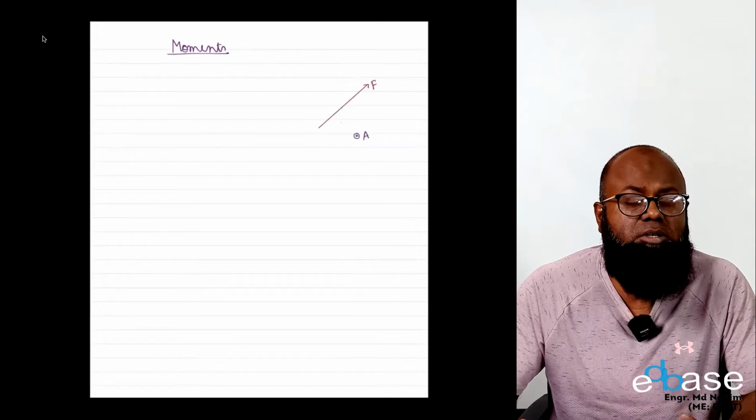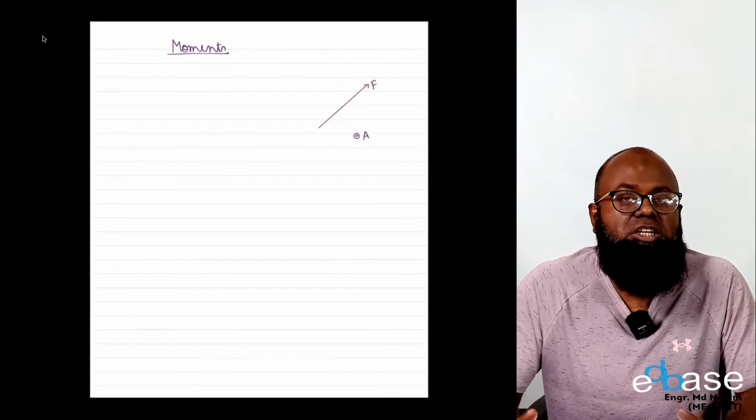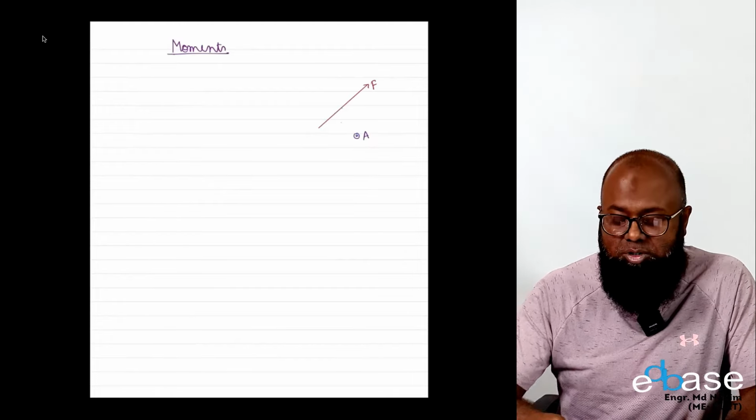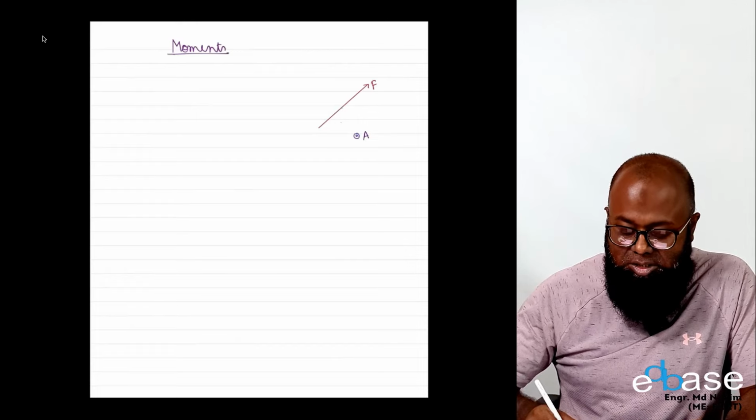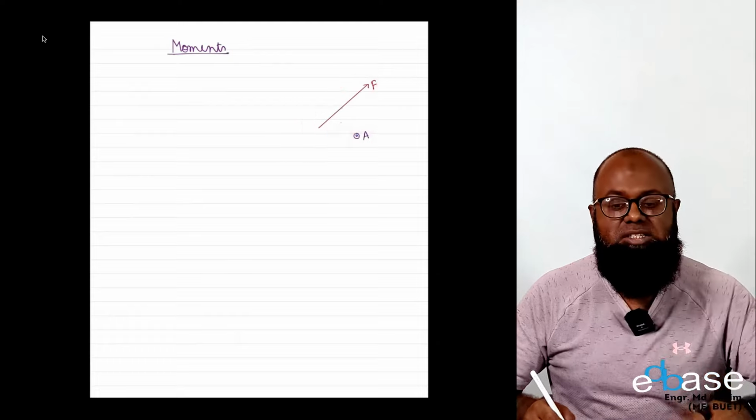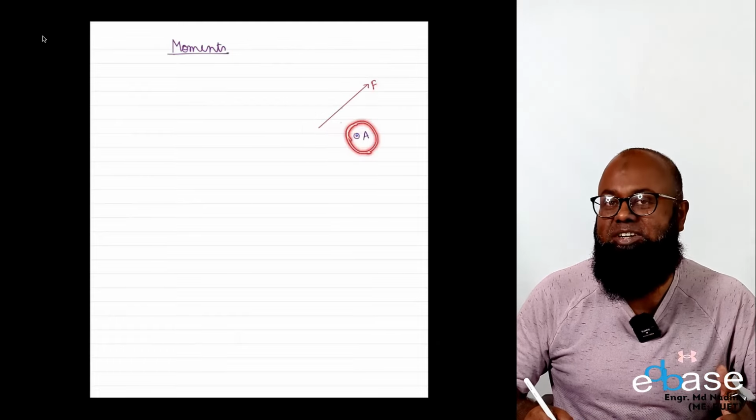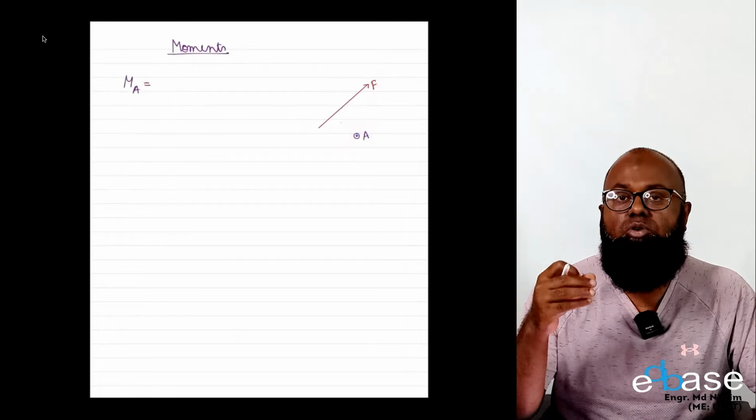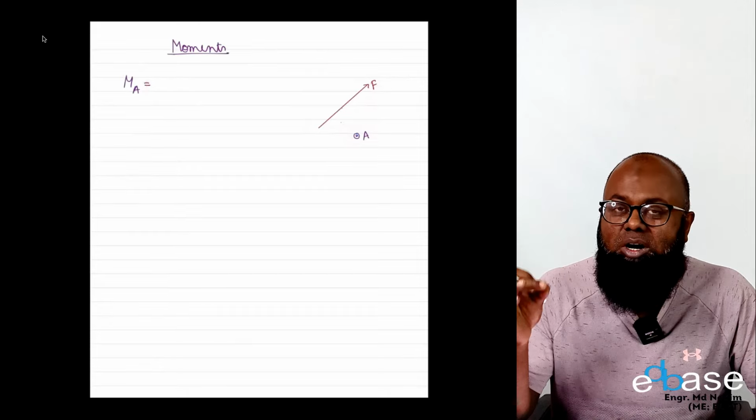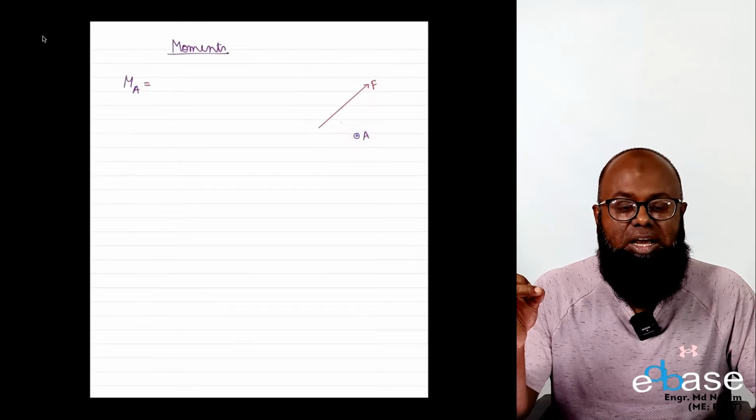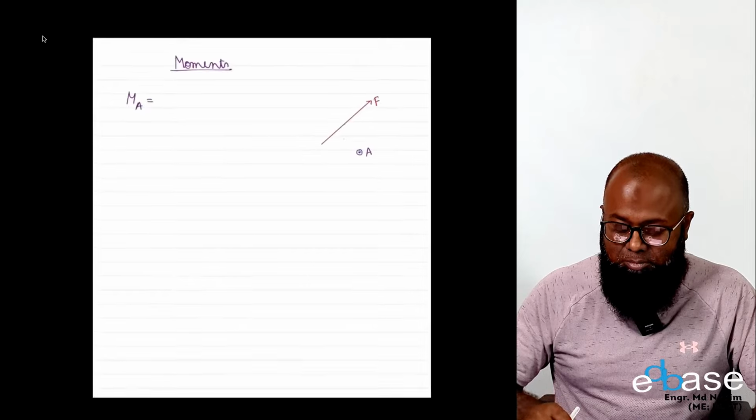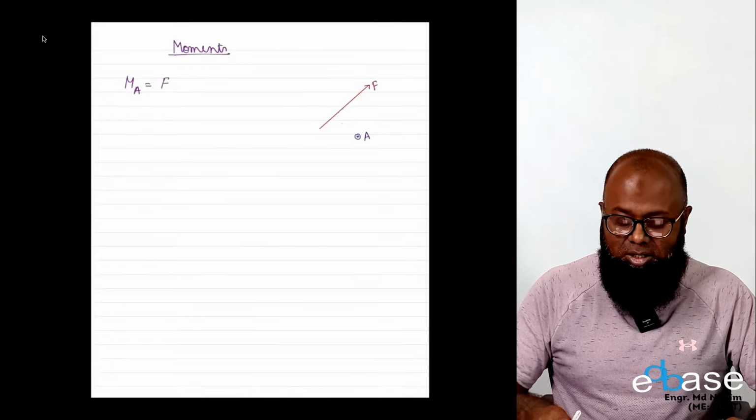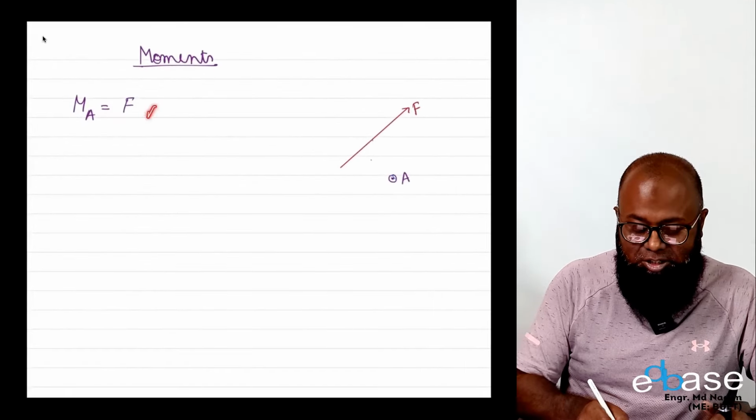What do we understand by moment? Actually, moments give turning effect. Now, if you can see a force and a point on the screen, we can say that this is the pivot point or the reference point here. Now, if you were asked to find MA, meaning moment about A, you have to multiply the force F and D. F into D.